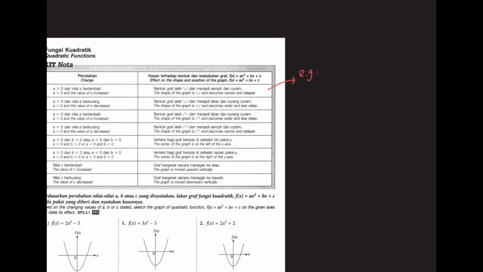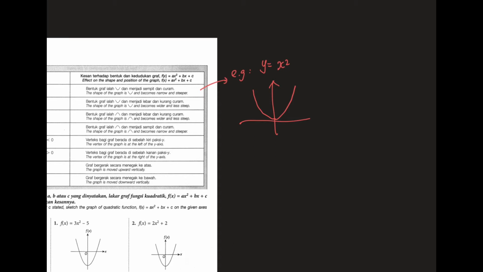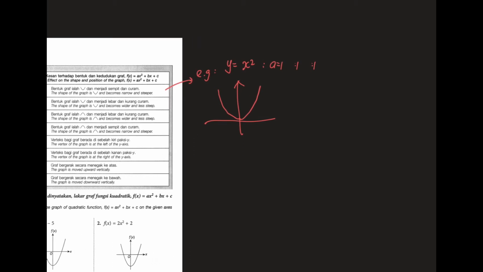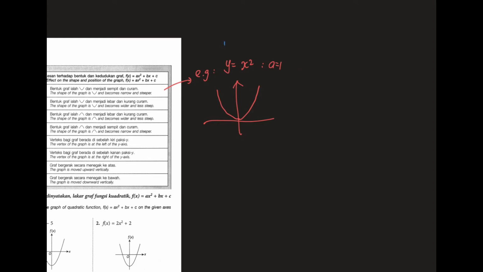I put y equals x squared. So the graph is supposed to be like this. For this case, a is equal to 1. Now I put, in blue color, y equals 2x squared. So you should expect the graph to be steeper and narrower. For this case, a is equal to 2. So that is what they're trying to say.